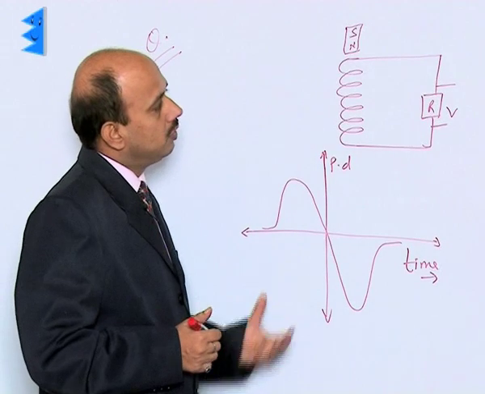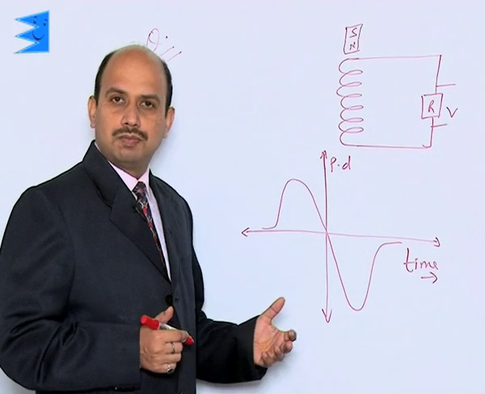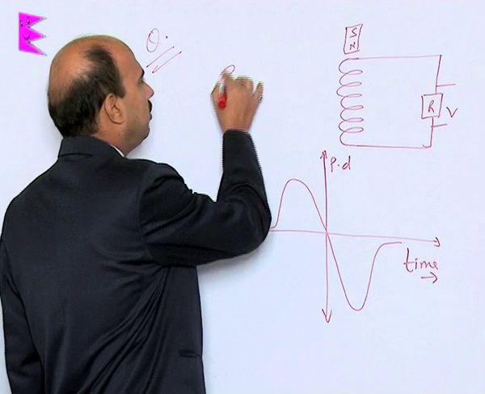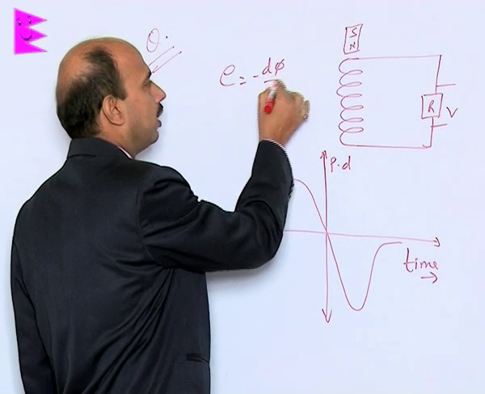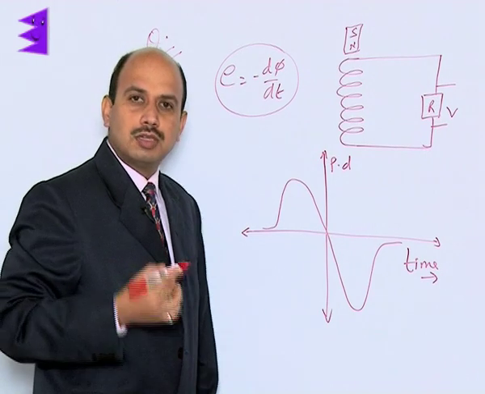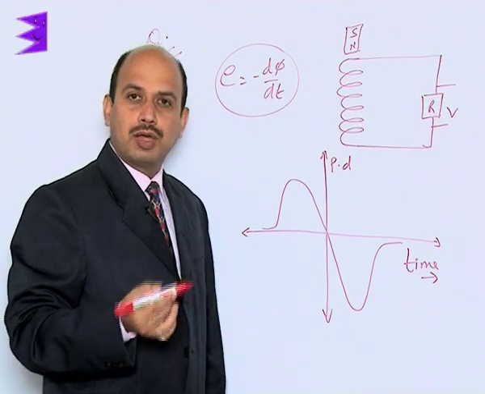Now see a question here which is actually based on Lenz's law and Faraday's laws of electromagnetic induction. We know E is equal to minus d phi upon dt. And according to Lenz's law, EMF is induced in such a way that it opposes its cause of production.